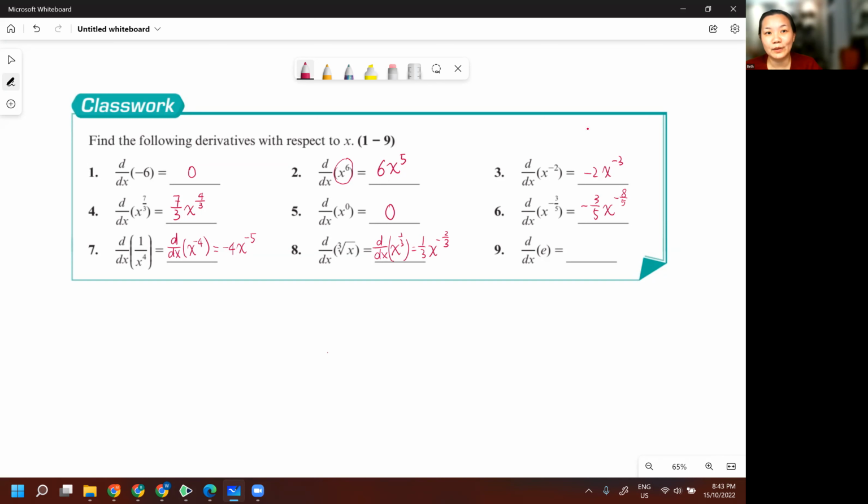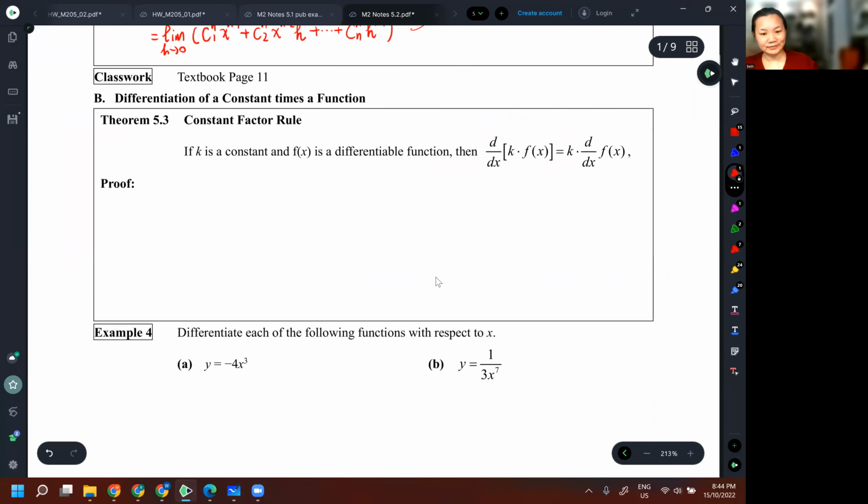Next one, number 9. What's the answer? Cherry. It is 0. I'm not very sure. It is 0, you're correct. Now this is e, not x. Therefore, this is a constant. You should use the constant rule. Okay. It's almost it.